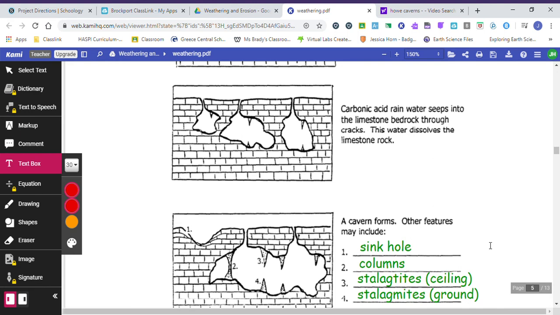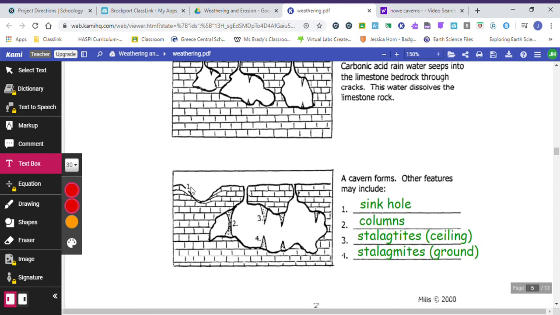Other things that it might form inside the cavern might be, this is called a sinkhole, which would be just a big dip in the surface. Sometimes sinkholes are covered up by tall grass, and you don't even know it's there until you actually fall into it. The second structure here is called a column, and that forms when water drips from the top of the ceiling of the cavern, and it drips down to the bottom, and it starts to form a pile of solidified material. And it actually happens over a long period of time, and then they eventually connect.